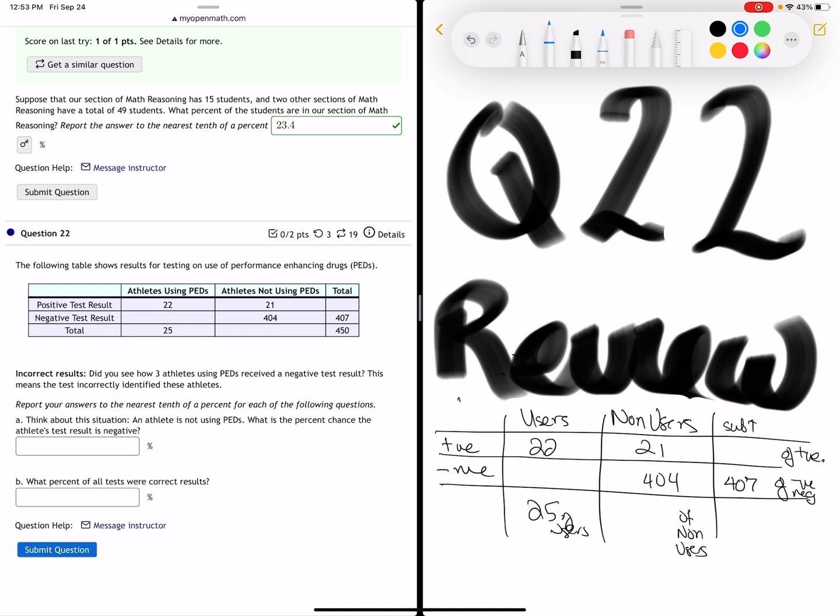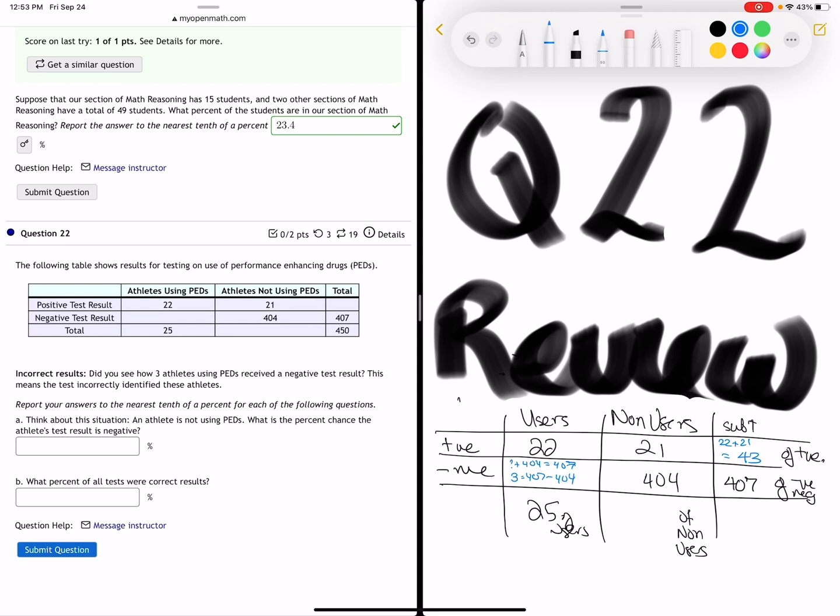Now, the first one that's kind of easy to figure out is this subtotal. This is 22 plus 21, which equals 43. So we can figure that one out. We have two ways of figuring this one out. We have the totals, so we know question mark plus 404 equals 407. And so then we can get 3 is equal to 407 minus 404.